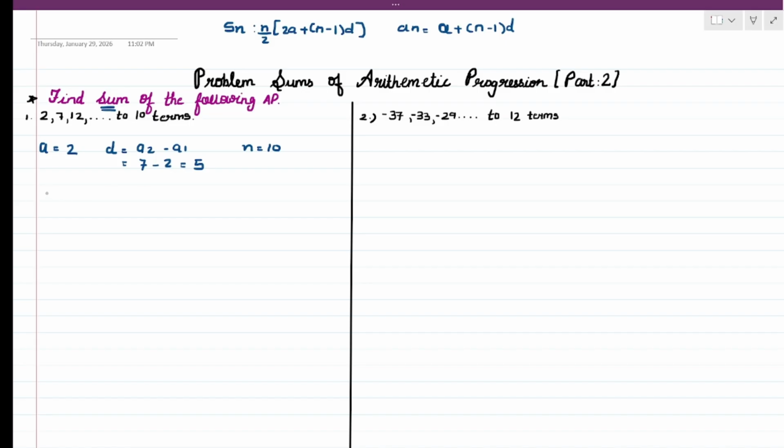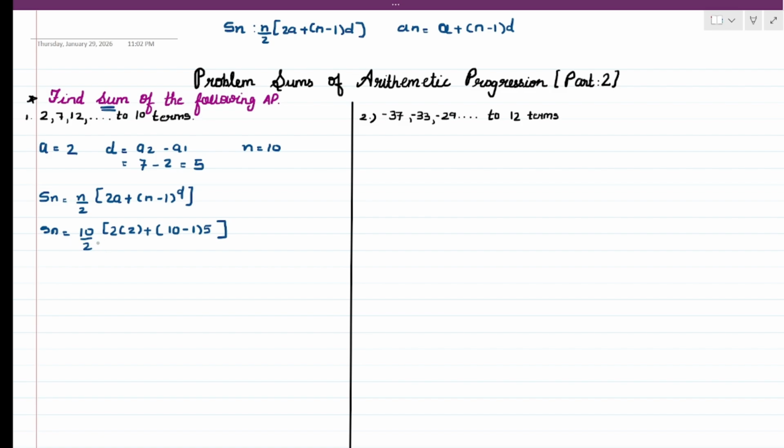Now directly substitute in the formula Sn is equal to n upon 2 times (2a plus (n minus 1)d). Instead of n, you will write 10 upon 2, 2a. What is my a? My a is 2. Plus, what is my n? My n is 10, so I will write 10 minus 1, and d. d is my 5, so substitute 5 over here.